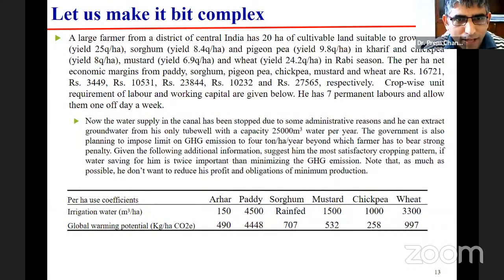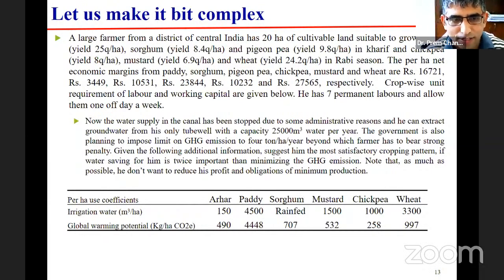Now water supply in the canal has been stopped due to some administrative reason. He cannot use unlimited water. He can extract groundwater from his only tube wells with a capacity of 25,000 cubic meter water per year. So he can extract only 25,000 cubic meter of water to irrigate his 20-hectare field.